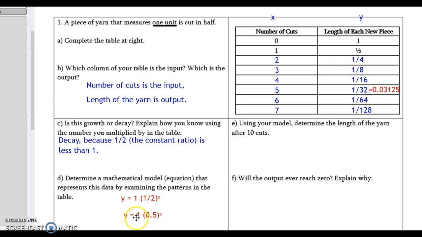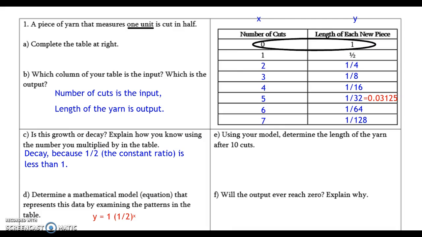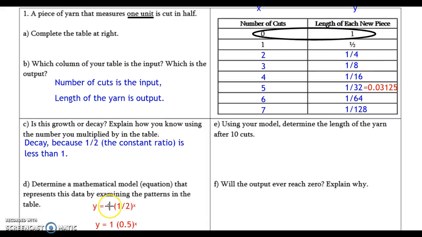All right, here are two equivalent equations that can be used. In both cases, we have the 1 value, which is our starting value. You can see up here that the starting value is 0, 1. That's the y-intercept. So the starting value, of course, is 1. And we can see that y equals 1 times (1/2)^x. This 1/2 is our constant ratio. It's the number that we're multiplying the y value by every time in order to get our new y value.